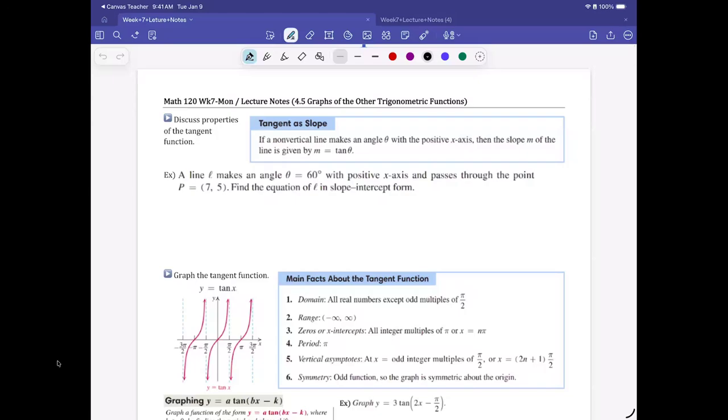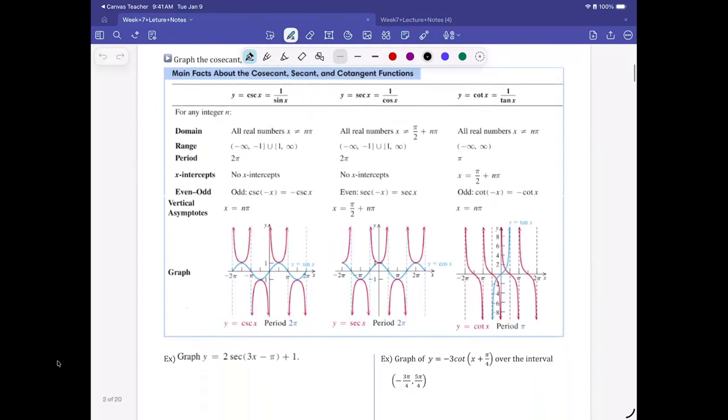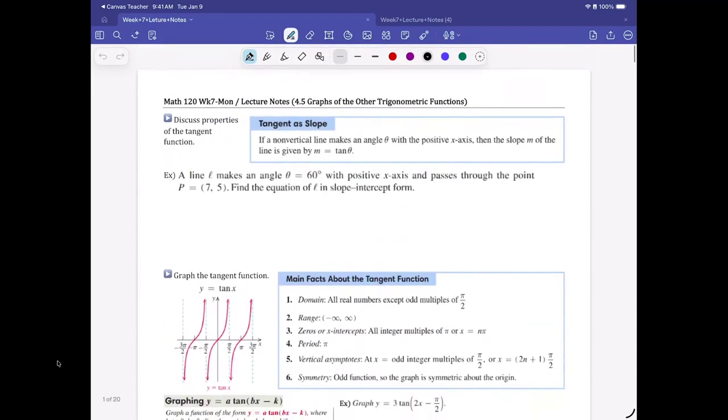So 4.5. Last week, we talked about the graph of cosine and sine. Today we're going to talk about tangent, and then when you flip over, cosecant, secant and cotangent. I know it looks like a weird graph, and it looks like there are lots of steps to do, but I think for me it's easier than sine and cosine. So let's talk about the tangent.